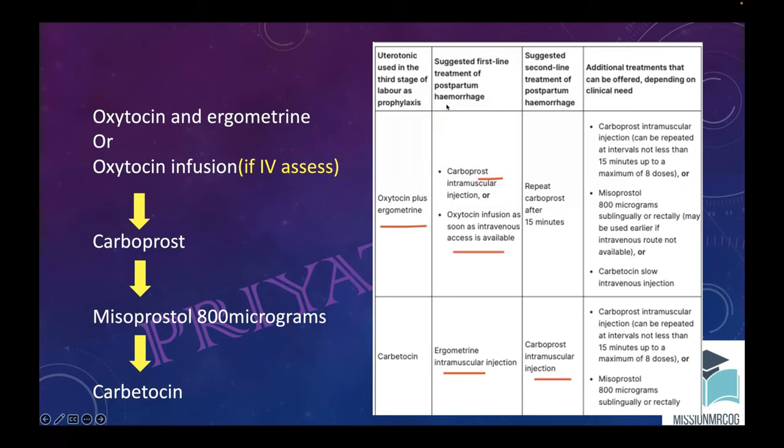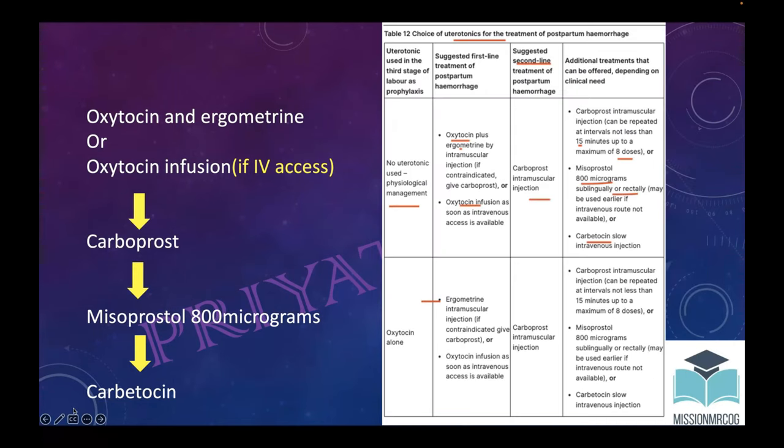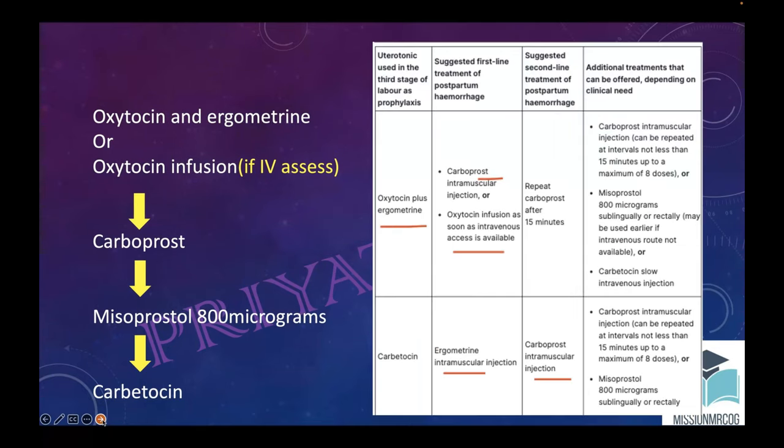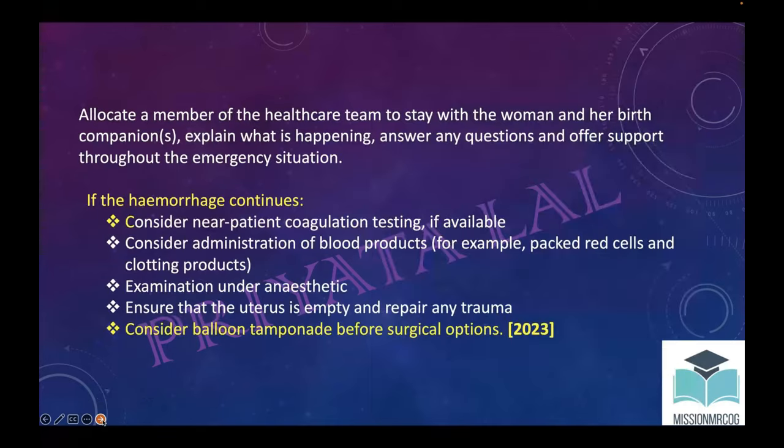Now, this is the same, I won't be repeating, but if the hemorrhage continues, make sure that the patient has no coagulation problem, all blood products to be done, examination under anesthesia, repair of trauma, and first surgery. Before you go for any surgery, balloon tamponade is first, okay? So this we know from the PPH guidelines, so I will not speak too much about it.